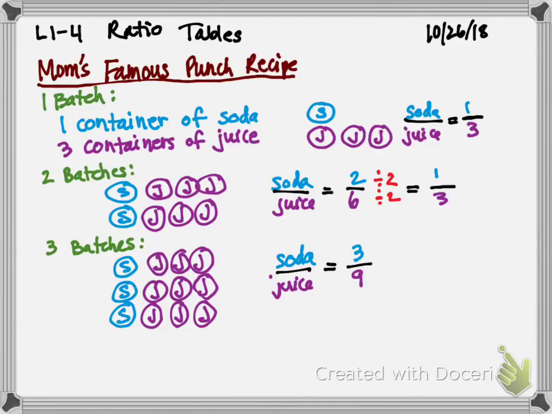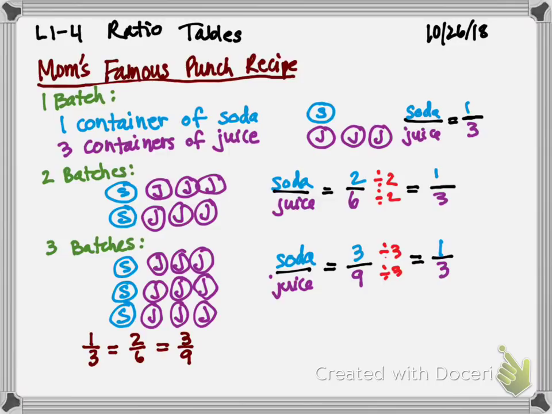But guess what? If I simplify this down, they both have a 3 in common. Guess what I end up with? That's right. 1 soda to 3 juices. So regardless of how I did this, it always simplified down to the same amount. Now, that's not anything too surprising. So I found that 1/3 was the same as 2/6 was the same as 3/9.